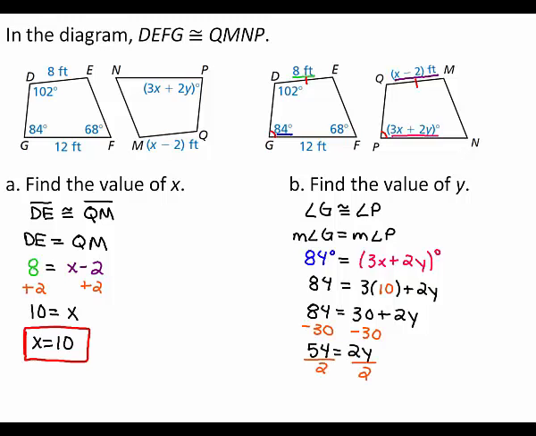Next, you can divide both sides of the equation by 2. This gives you 27 equals y. Therefore, the value of y is 27.